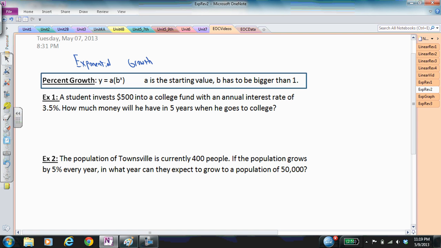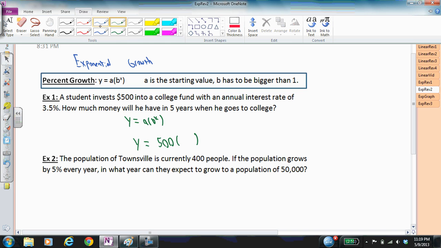A student invests $500 into a college fund with an annual interest rate of 3.5%. How much money will he have in 5 years when he goes to college? So again, we start with a times b to the x. Now, it's clear that the a value is 500, the starting value. But in this case, the b value is a bit more complicated to figure out.